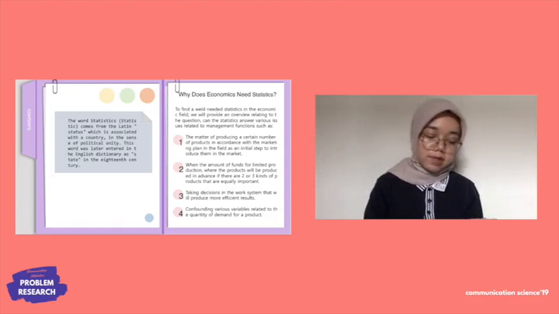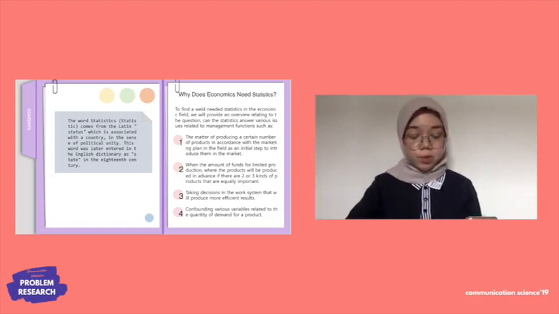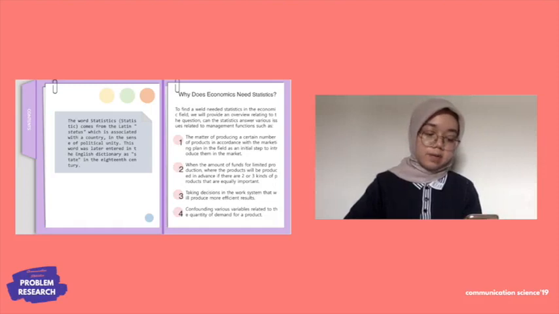When the amount of funds for production is limited, which products will be produced first if there are 2 or 3 kinds of products that are equally important. Taking decisions in the work system that will produce more efficient results. Considering various variables related to the quantity of demand for a product.